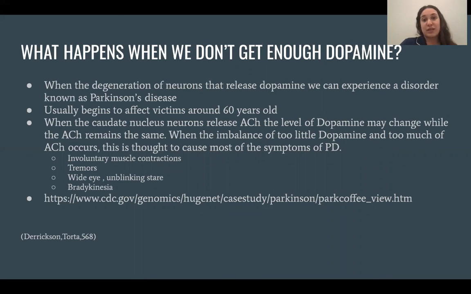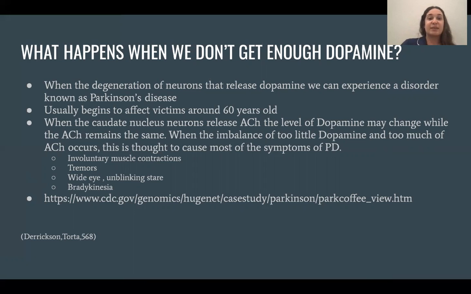So what happens when we don't get enough dopamine in our bodies? When the neurons that release dopamine degenerate, we can experience a disorder known as Parkinson's disease. This usually begins to affect victims around 60 years old. And when the caudate nucleus neurons release ACH, which is acetylcholine, the level of dopamine may change, while the ACH will always remain the same. That's a very important thing to remember. It's the dopamine that's going to fluctuate that will cause this disorder.